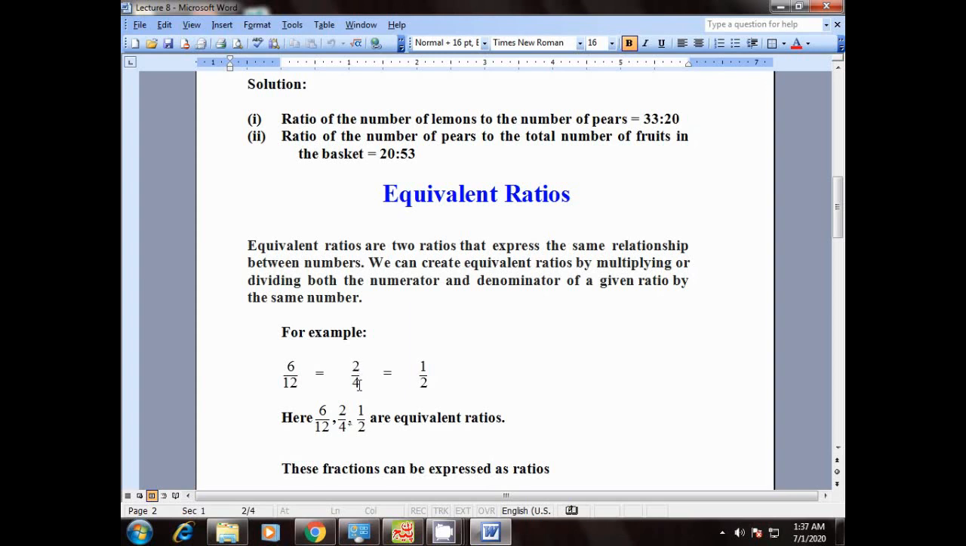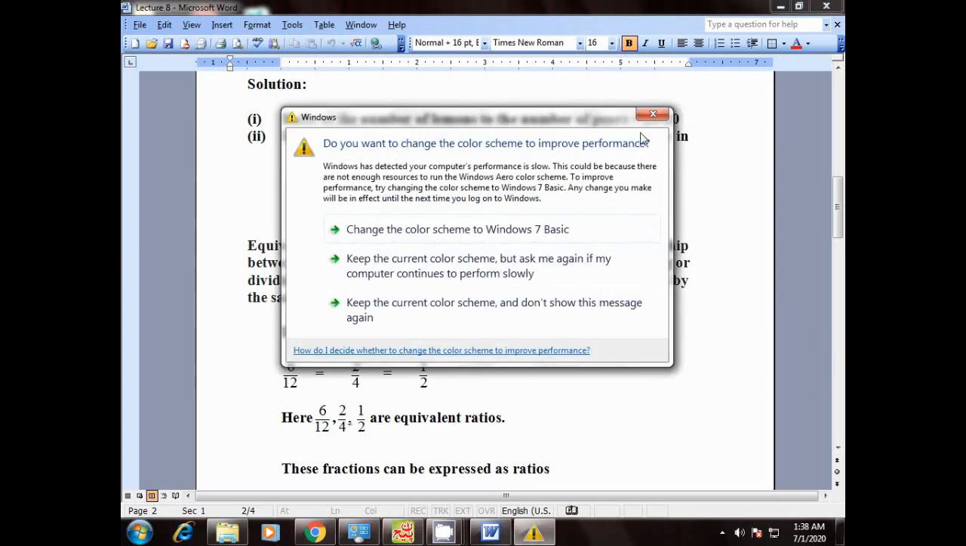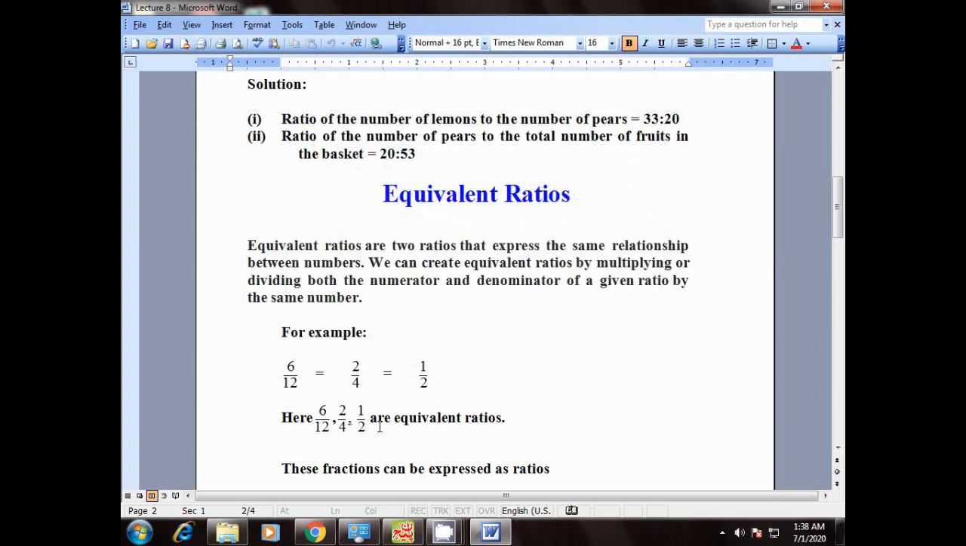2 times 1, 2. 2 times 2, 4. Now the fraction is 1 upon 2, which means 1 upon 2 is the simplest form of 6 divided by 12. Therefore, 6 divided by 12 or 2 divided by 4 or 1 divided by 2, they are the equivalent ratios. Now it means that we can calculate the equivalent ratios by simplifying the given ratios.